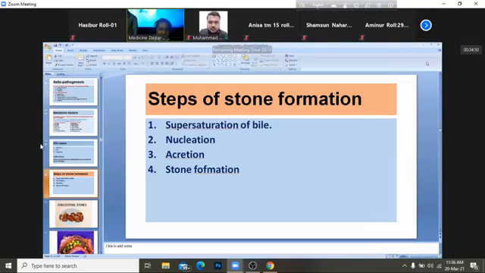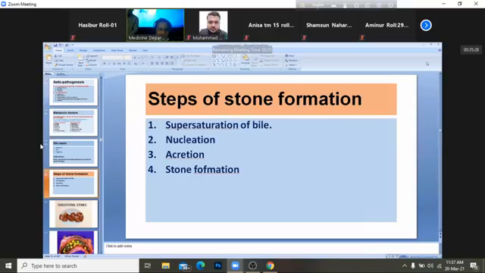Third stage is accretion. Accretion means onto the nucleus. And these nuclei become aggregated together ultimately to form the stone, a sizable stone that can be seen. And all this process takes at least 6 months to mature, so that we can see the formation of the stone.